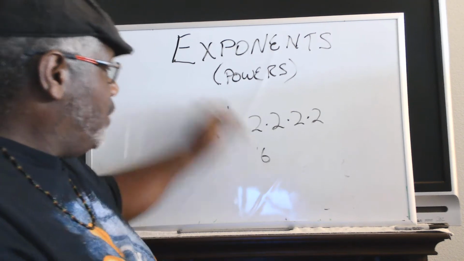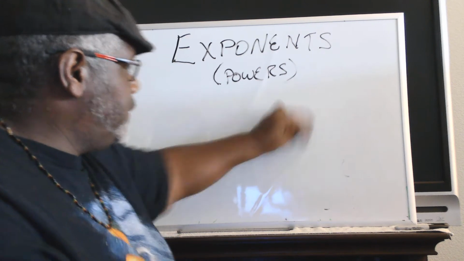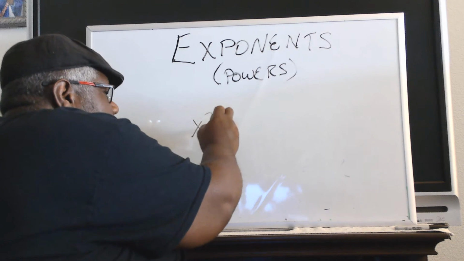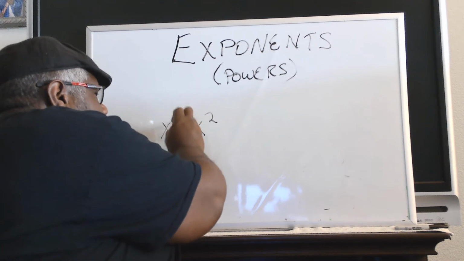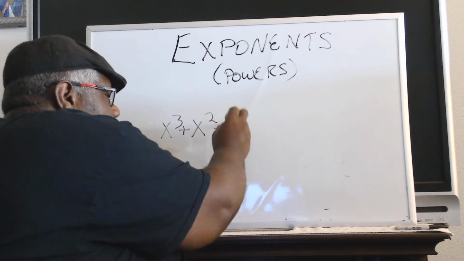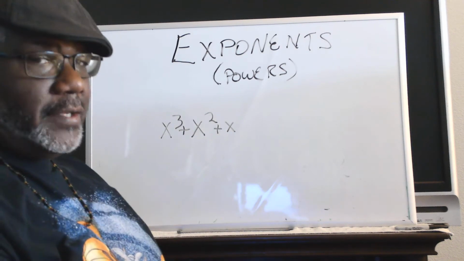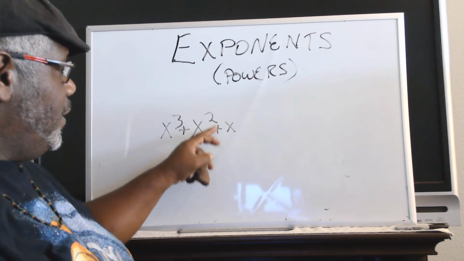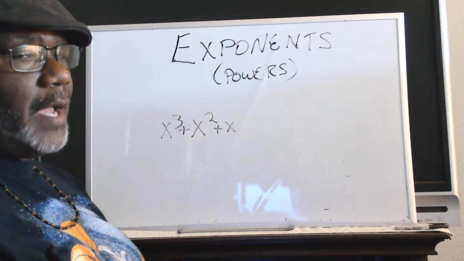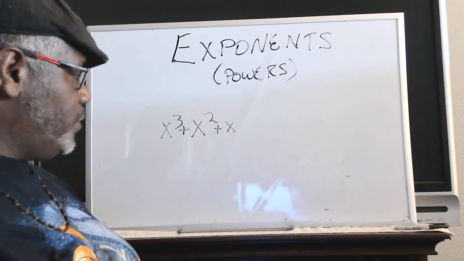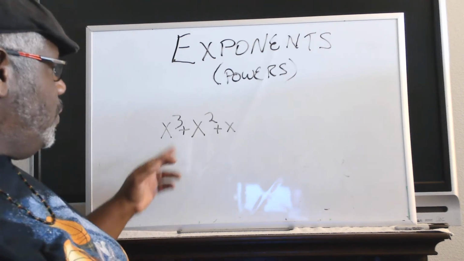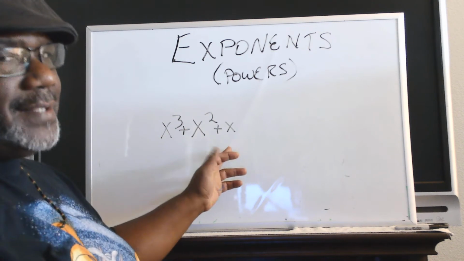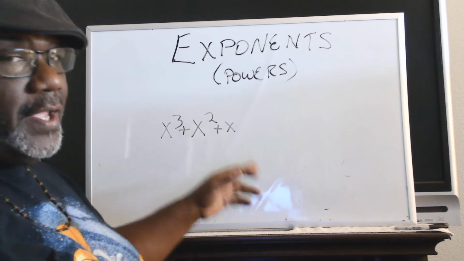Now, as time goes on, you'll start to see expressions like this: x to the third plus x to the second plus x to the first. Anytime a number is by itself, it's considered to the first power, okay? So x to the third is x cubed, and x to the second is x squared. Now, it means nothing as it is. It's just variables. But when you put numbers in there, it means everything.